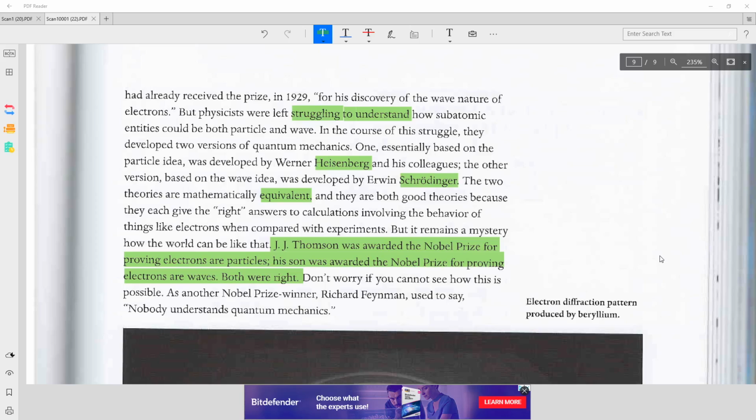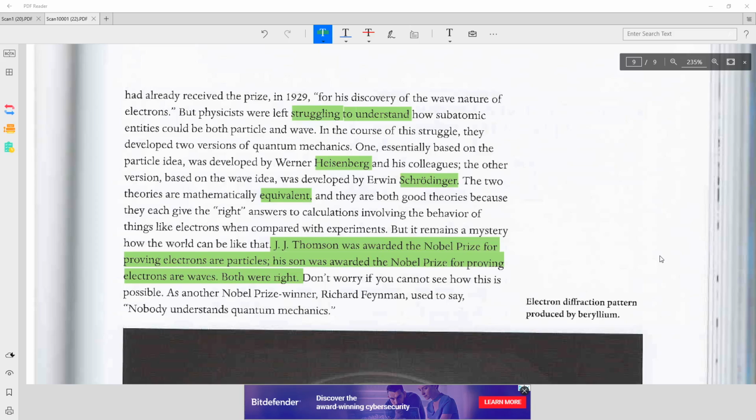In the course of this struggle, they developed two different versions of quantum mechanics. One, essentially based on the particle idea, was developed by Werner Heisenberg and his colleagues. The other version, based on the wave idea, was developed by Erwin Schrödinger. The two theories are mathematically equivalent, and they are both good theories because they each give the right answers to calculations involving the behavior of things like electrons when compared with experiments. But it remains a mystery how the world can be like that.